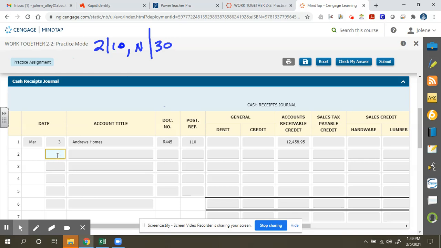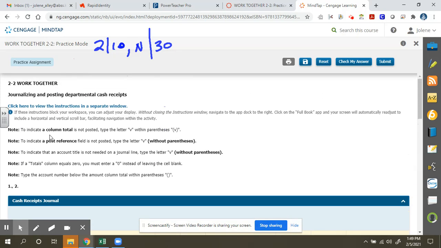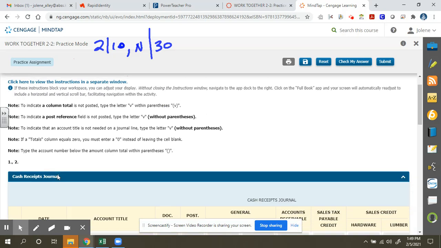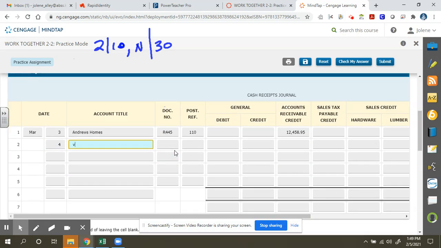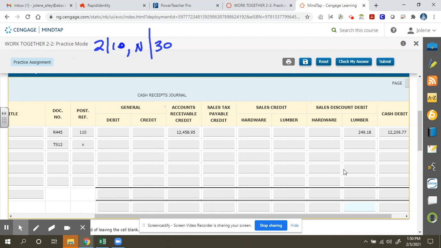Now we're going to go to March the 4th, and it says recorded cash and credit card sales for the week. So here we put a V. Up here in these notes, they said we would normally put a check, but in this case, we put a V. The document is TS, which means terminal, the cash register tape. 12.